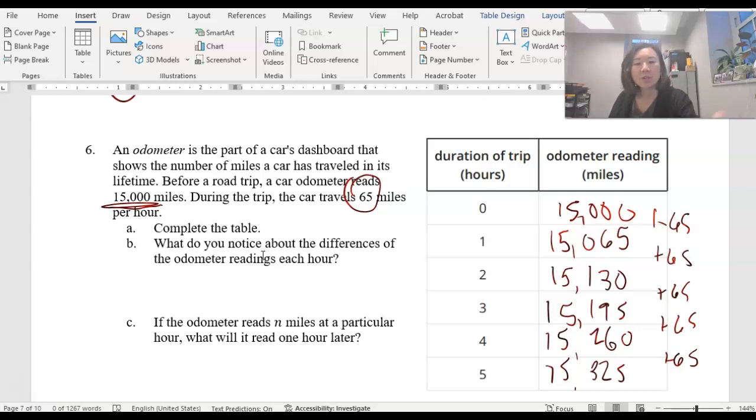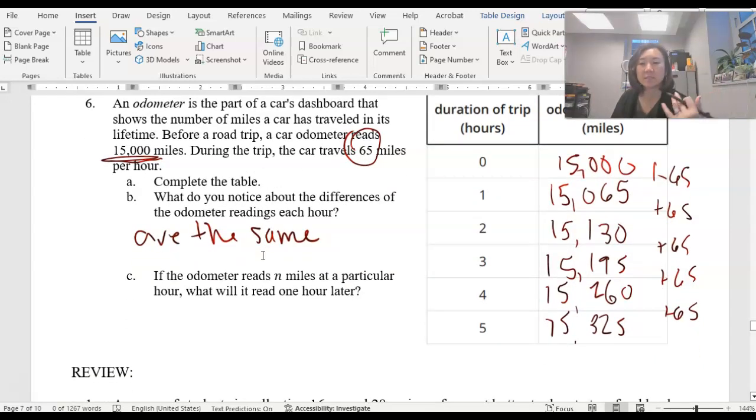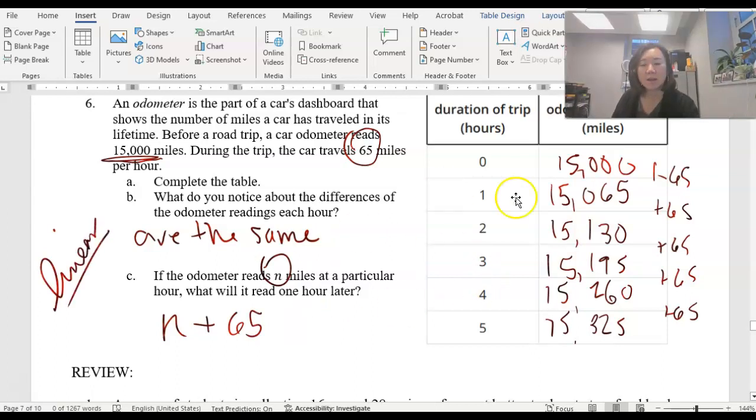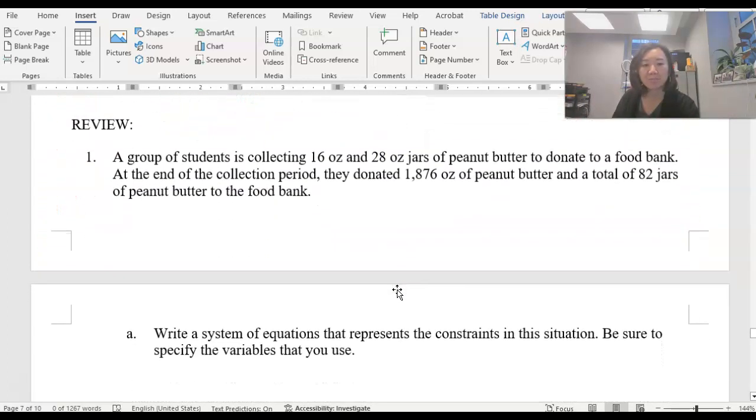traveling, right? So the differences are the same because this right here is a linear function. It's increasing its distance by the same amount every hour. If the odometer reads n miles at a particular hour, what will it read 1 hour later? So n miles plus 65. And again, this is a review of linear functions, not of an exponential function.